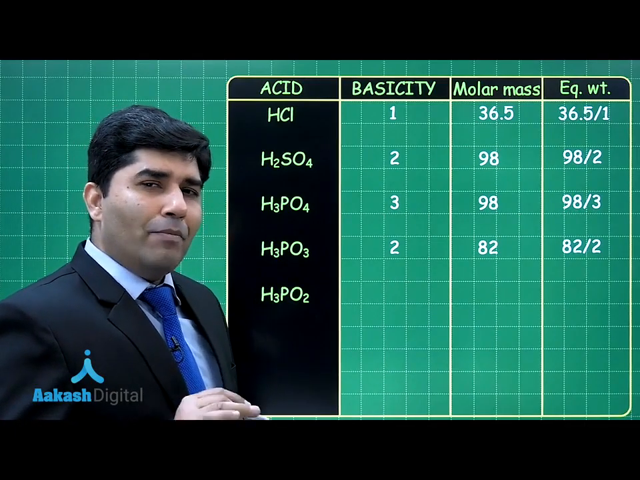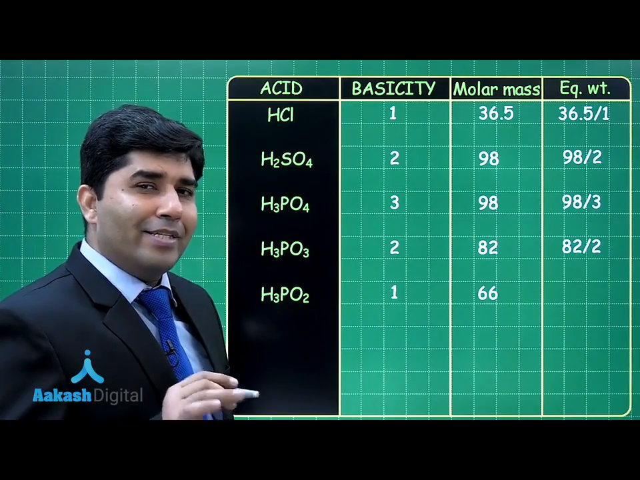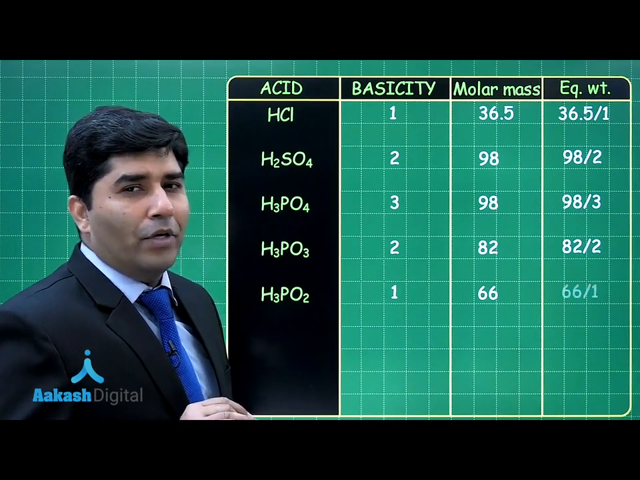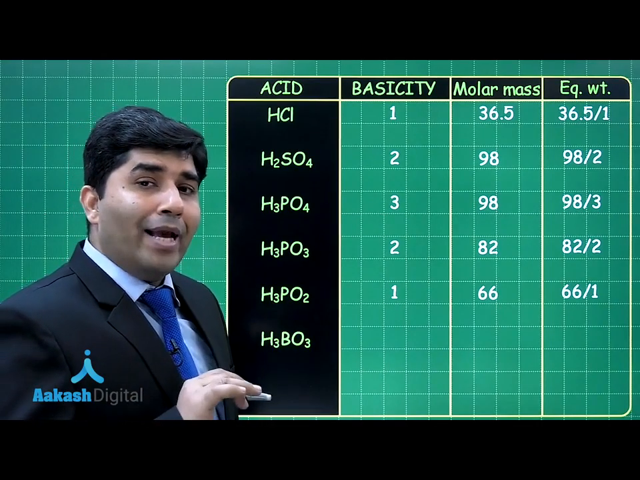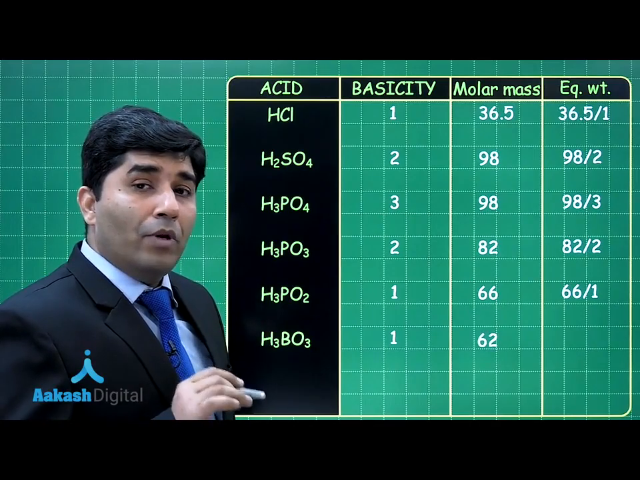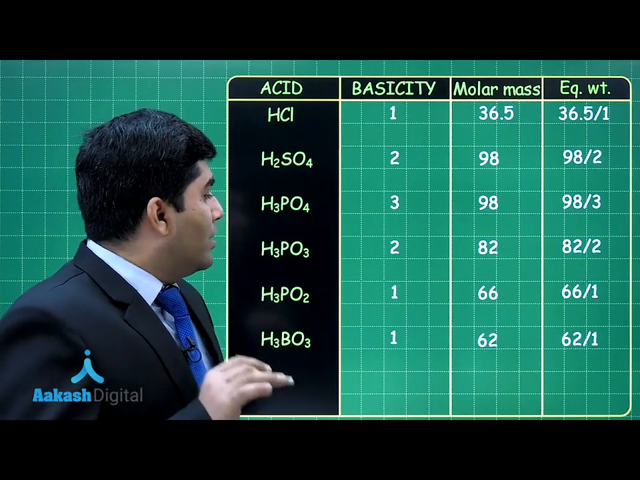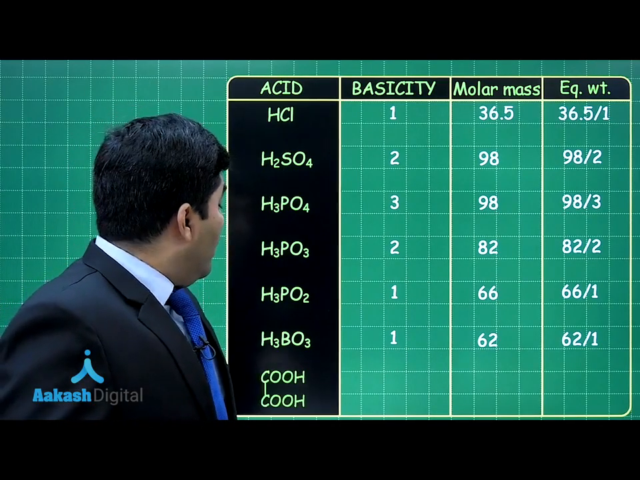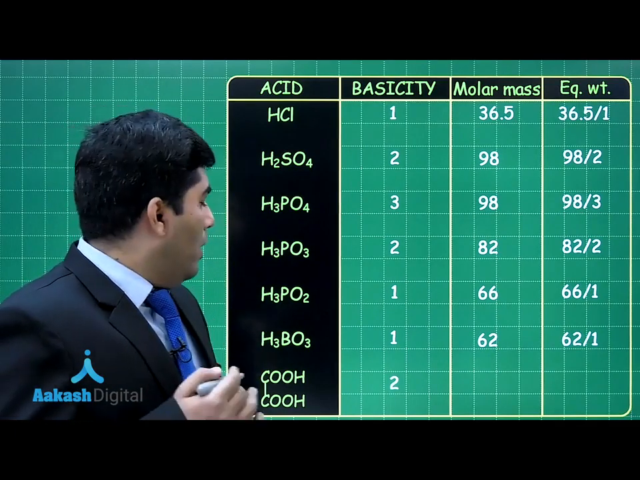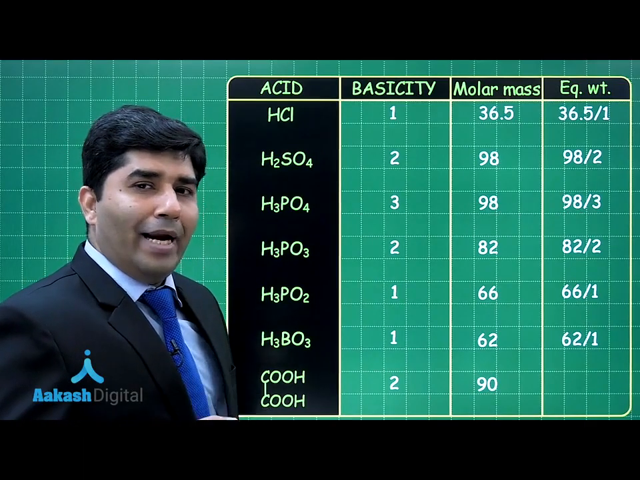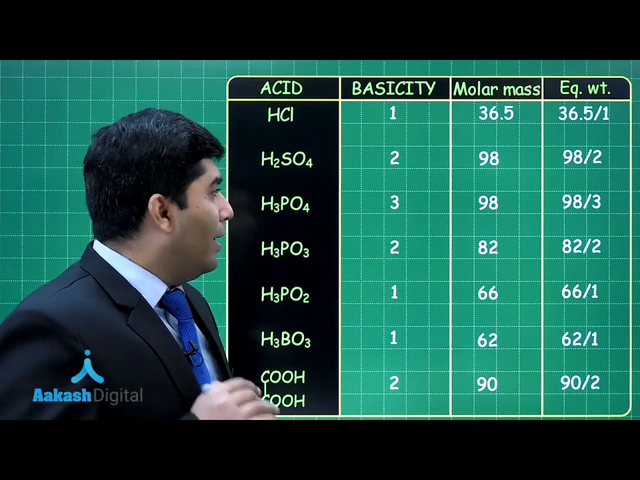Now in the case of hypophosphorus acid, the basicity is equal to 1 and its molar mass is equal to 66, therefore its equivalent weight will be equal to 66 by 1. In the case of boric acid, the basicity is 1 and its molar mass is 62, therefore its equivalent weight is equal to 62 by 1. At the end, oxalic acid: the basicity is equal to 2, its molar mass is equal to 90, therefore its equivalent weight will be equal to 90 by 2.